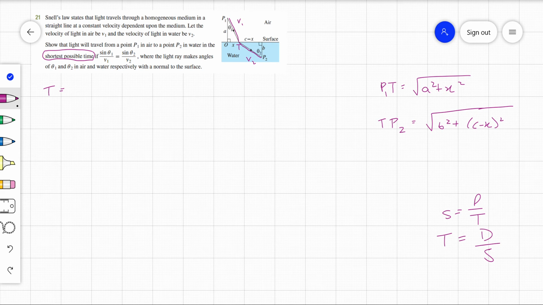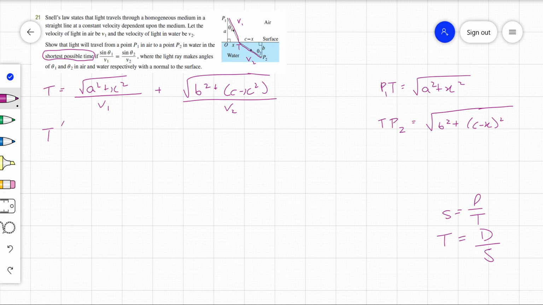So the part that's in the air, if I look at my total time, the P1 to T is root a squared plus x squared. So that's the distance over the speed being v1. And then I'm also going in the water part, so there's the water distance and the speed is v2 for that part. All right, so that's the total time it's going to take, and then we want to minimize it. We want the shortest possible time, so we know we're going to find t dash.